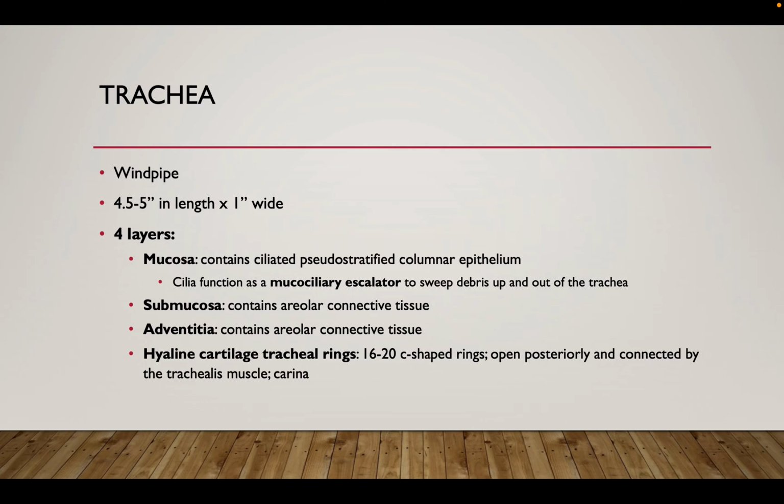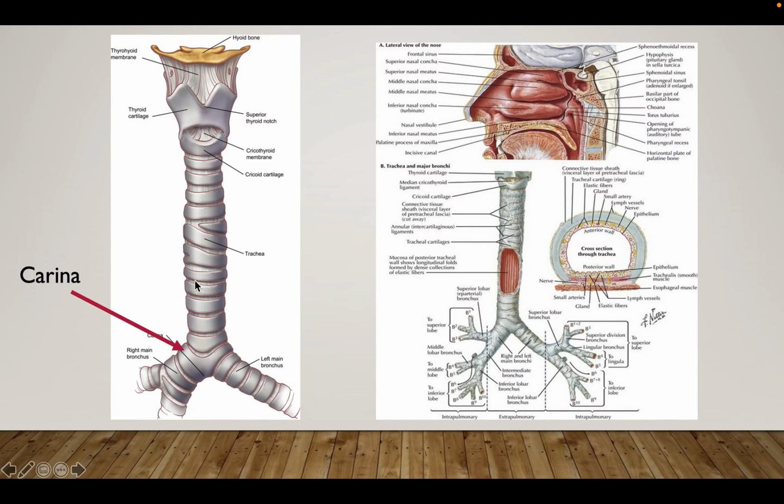Now, the piece of cartilage, the tracheal cartilage ring, that is located at the junction of the trachea dividing into our primary bronchi is going to be called the carina. And so it has a very distinct appearance that allows you to tell it apart from other ones.